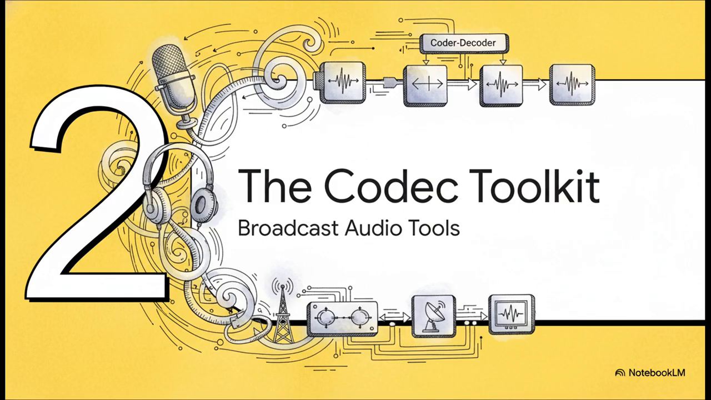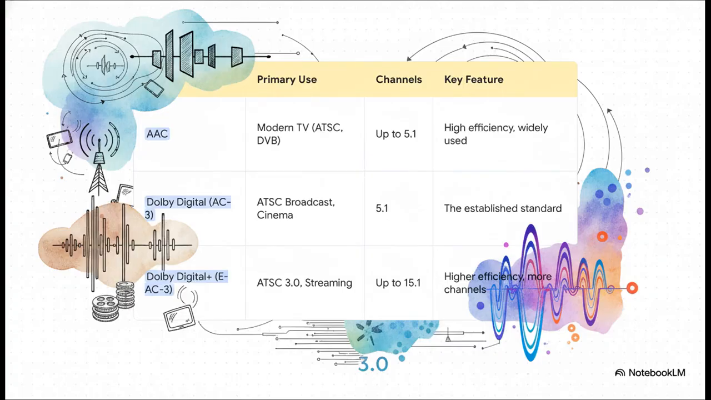Okay, so the tools that actually do all this smart packing are called codecs. It's just short for coder-decoder. And these are the specialized algorithms, the real workhorses that do the heavy lifting, compressing the audio on the broadcast side and then decompressing it on your TV or your phone. This table gives us a really nice snapshot of the main players in the codec toolkit.